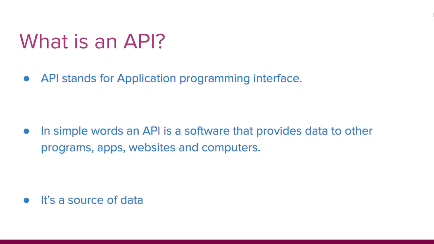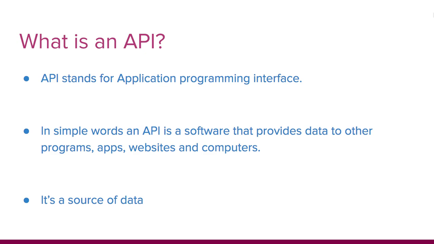So before we start working on the project, you need to know what an API is. API stands for Application Programming Interface, and it's a way of communicating between two different applications. In simple words, an API is software that provides data to other programs, applications, websites, and computers.